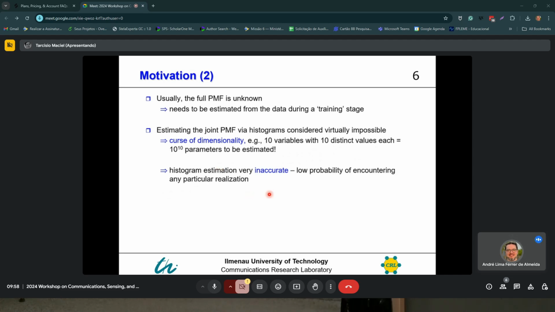Or your PhD would take a really long time, right, if you had to do that. Therefore, histogram estimation is very inaccurate, since there is a low probability of encountering any particular realization of our random variables. And as I said, a lot of data is required to obtain a reliable estimate, even more in the case of incomplete data. Incomplete data, as I mentioned, means a certain person has not watched all the movies.